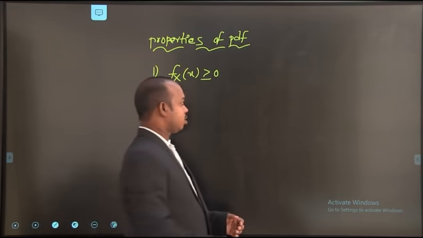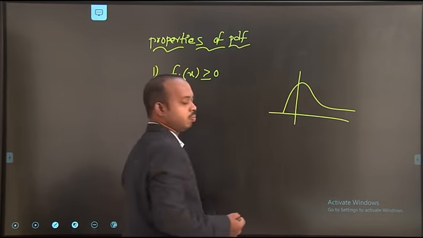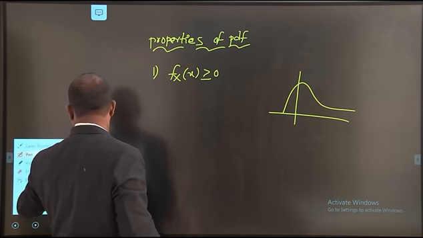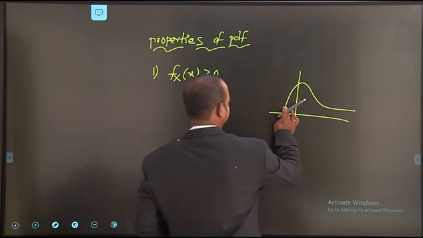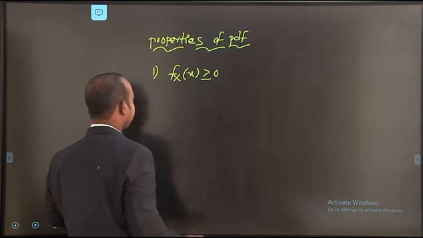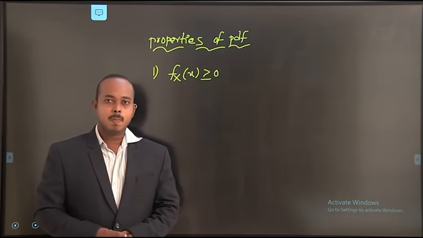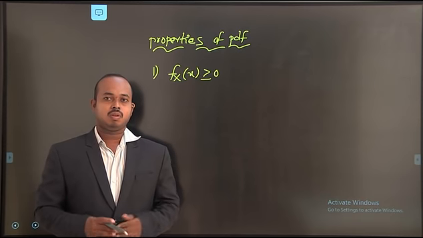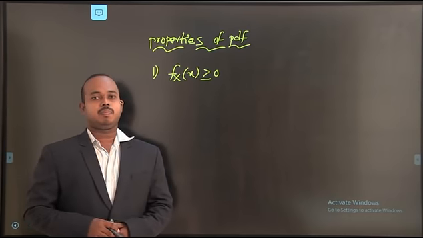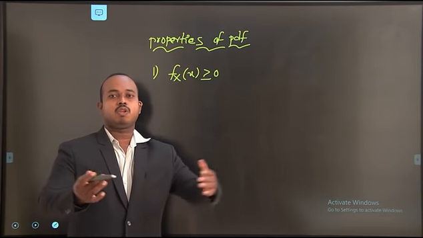In general, the density function we represent in a bell-shaped curve. The first property indicates that the density function value is equal to 0 or more than 0. This type of property we also mention for the probability axioms. The same thing you can observe here: the value is equal to 0 or more than 0.